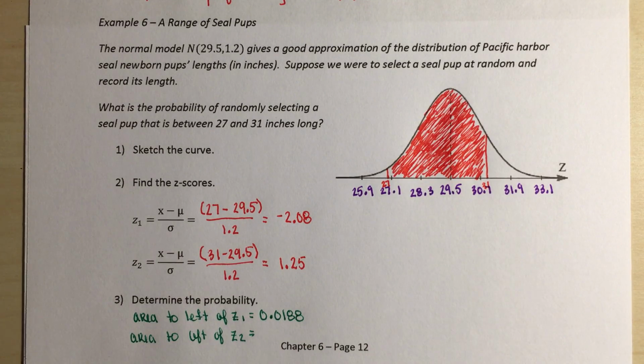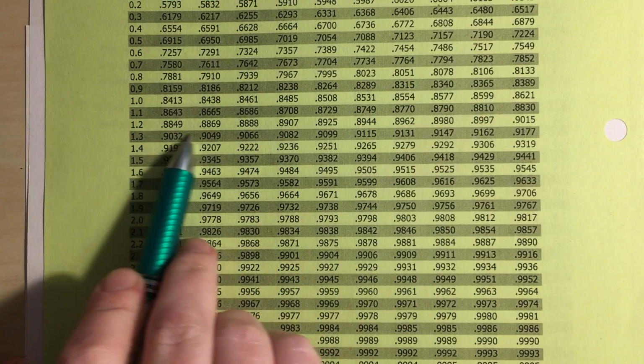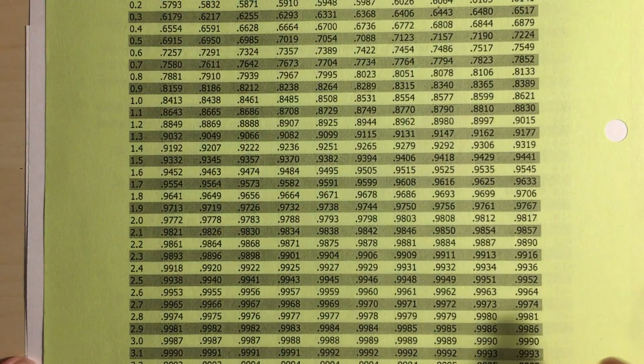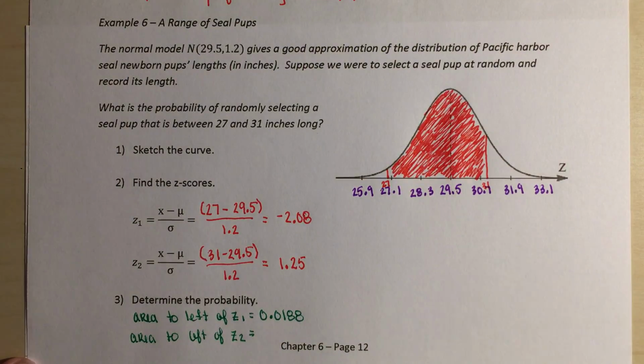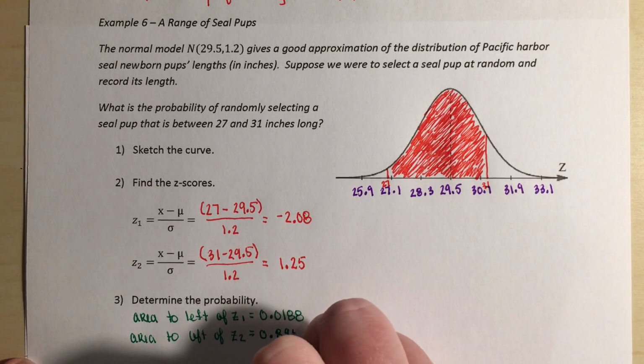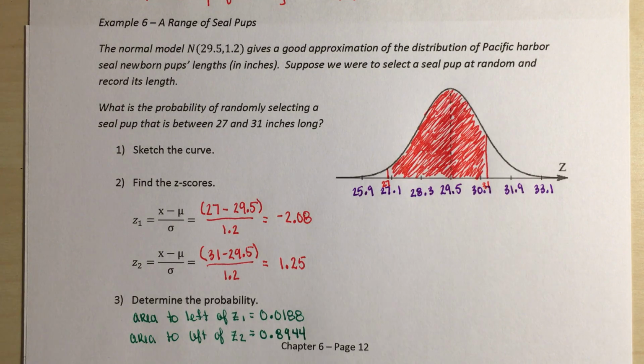Area to the left of Z2. Z2 is positive 1.25, so I'm going to flip my page over here. 1.25, we get 0.8944. So our area to the left of Z2 is 0.8944.